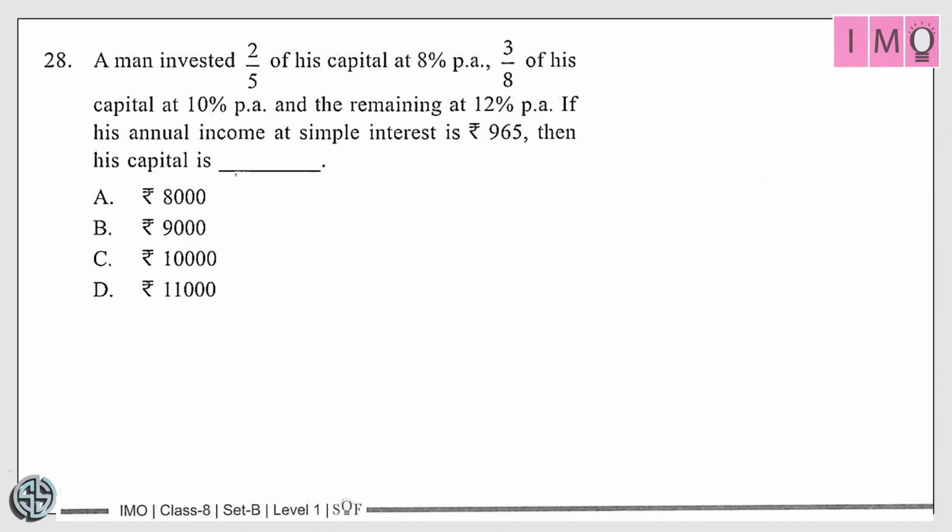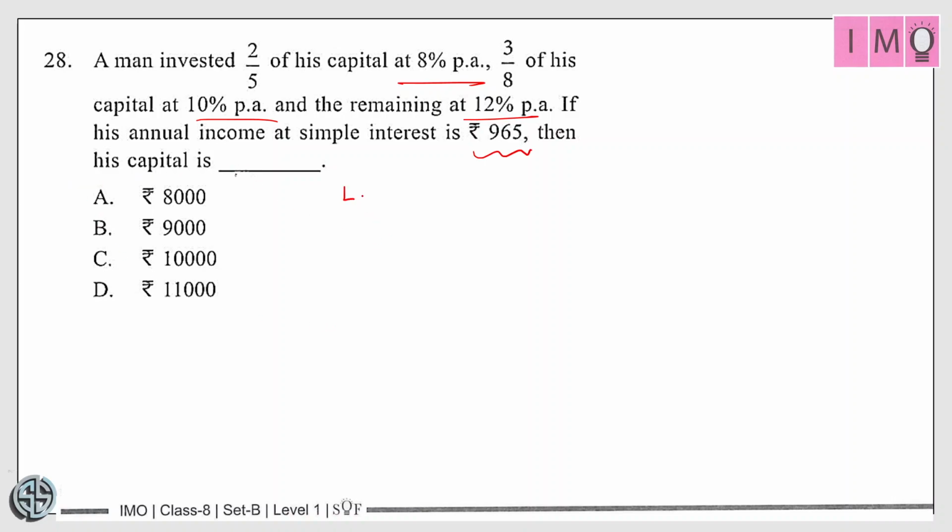Let's move to question number 28 over here. What is question number 28? A man invested 2/5 of his capital at 8% per annum, 3/8 of it at 10%, and the remaining at 12%. Now the total SI he is getting is 965. You have to find his capital.